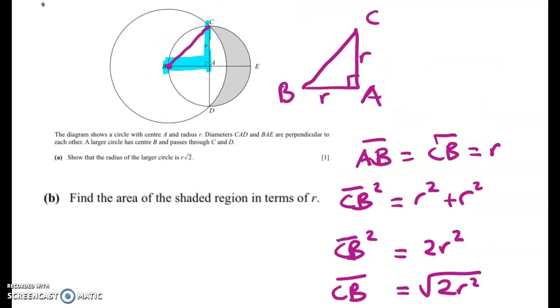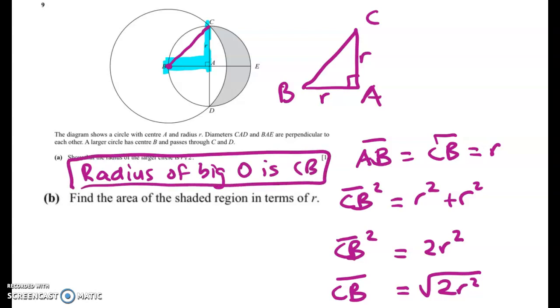All right, so radius of big circle is CB. It probably would have been good to say that at the start. Okay, so that's the first part done. Now for the second part, there are at least two ways to do it, and I'm going to go through both of them in this video.